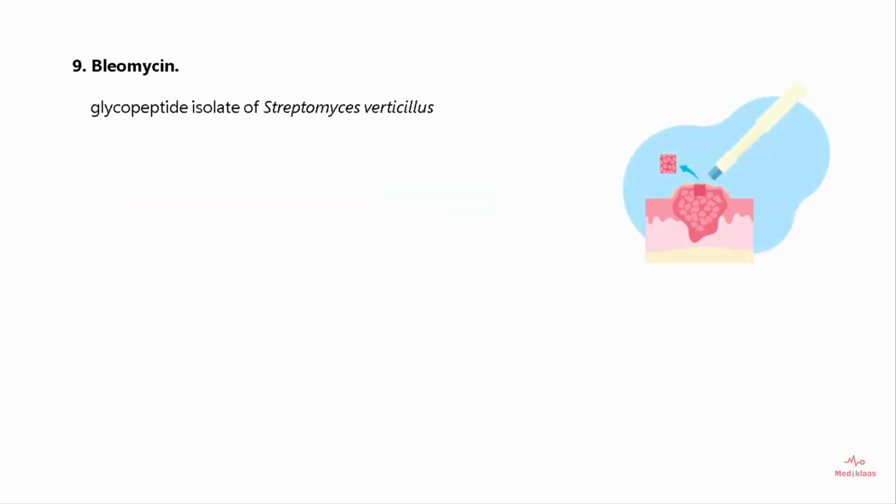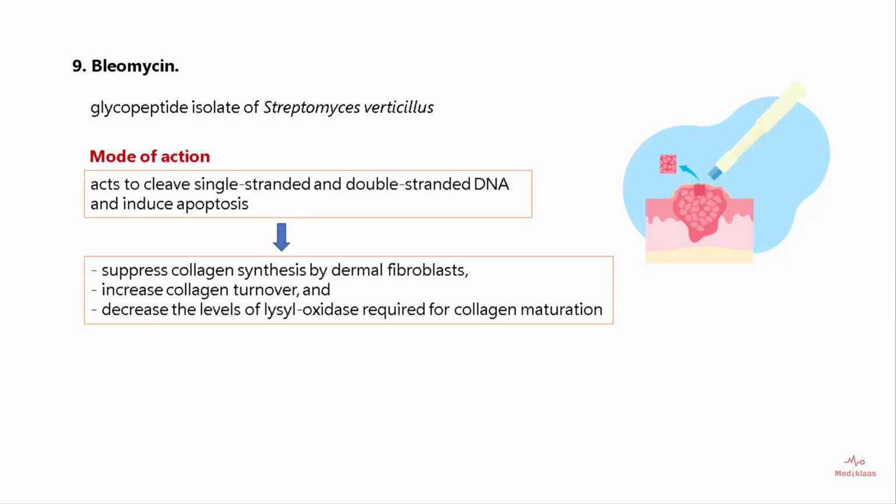Bleomycin. It is a glycopeptide isolated from Streptomyces verticillus. It acts to cleave single-stranded and double-stranded DNA and induces cell apoptosis. This results in suppressed collagen synthesis by the dermal fibroblast, increased collagen turnover, and decreased levels of lysyl oxidase required for collagen maturation. It is applied as a tattoo or dermojet intralesional injection.